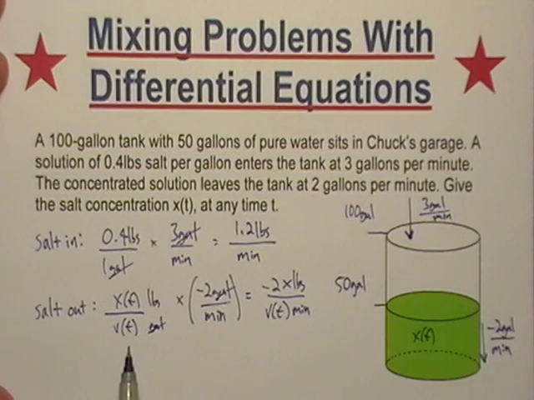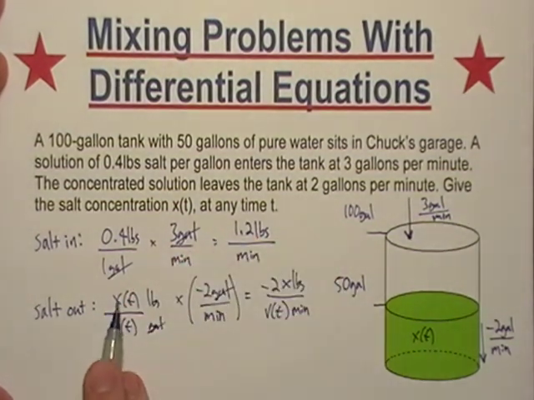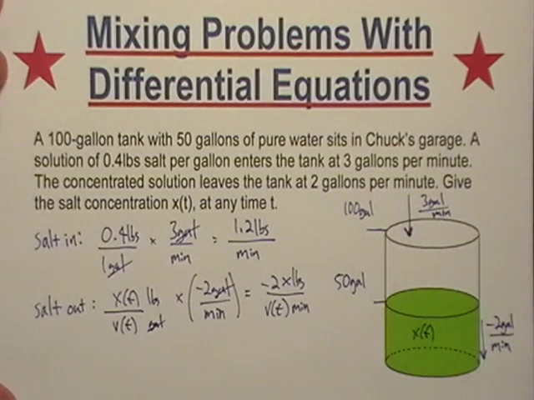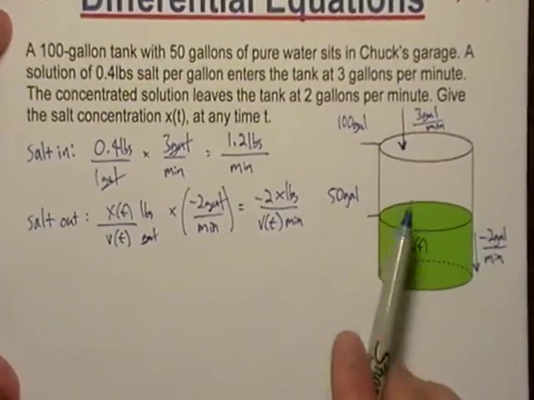Now the next thing we're going to do is find v of t. x of t is going to be the last thing we figure out, since it's the solution to the differential equation. But v of t is actually another differential equation within the differential equation. So let's take a look at what's going on here.